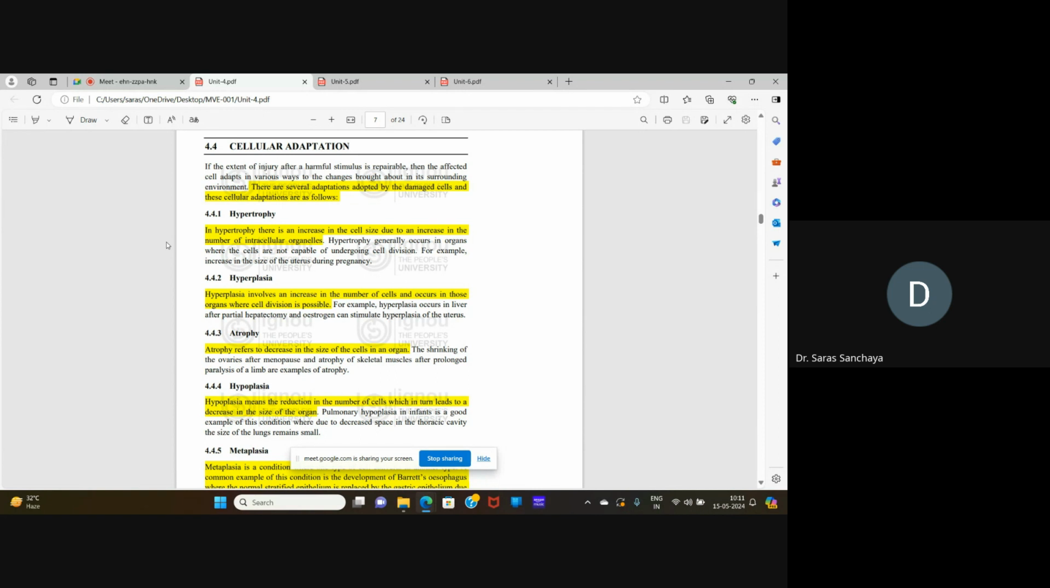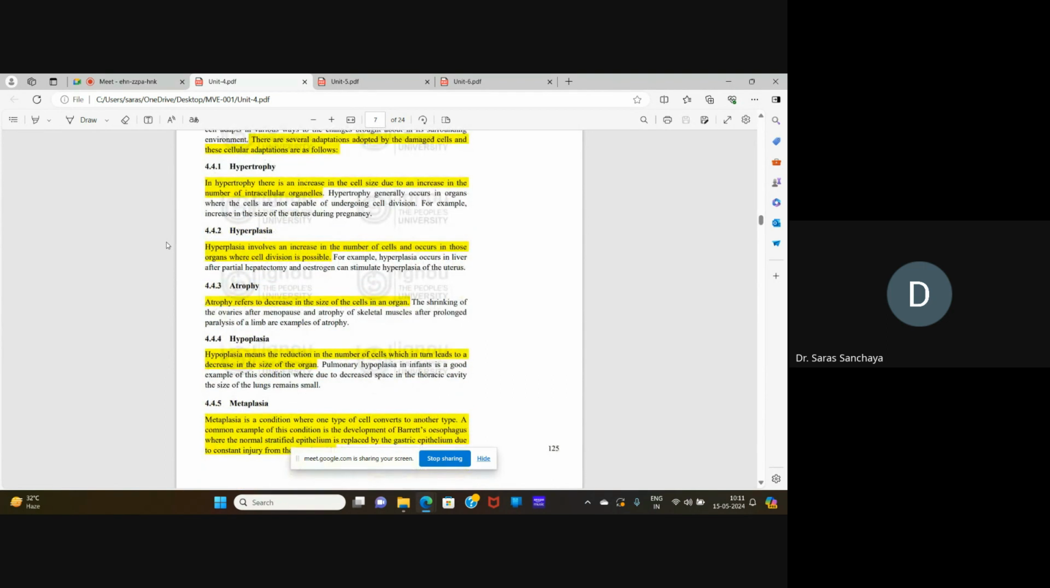Say for example, liver hypertrophy. If the cells of the liver increase in size, there can be increase in the size of the liver itself, and that will be called liver hypertrophy. Then there can be hyperplasia. Hyperplasia involves an increase in the number of cells and occurs in those organs where cell division is possible. So there can be hyperplasia in which the cell size is not increasing, but the number of cells is increasing. That is called hyperplasia.